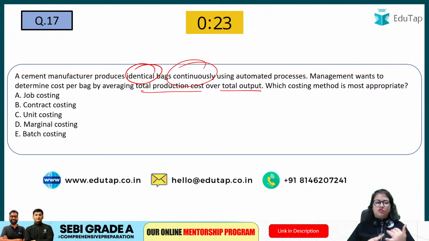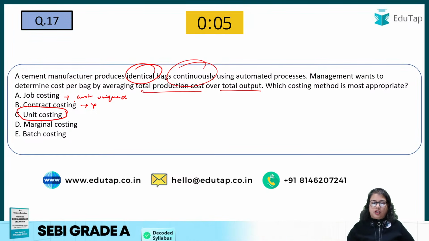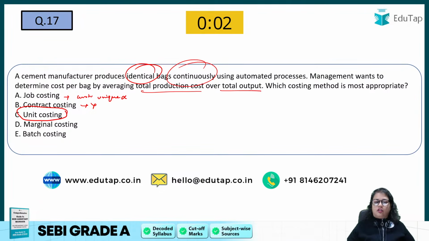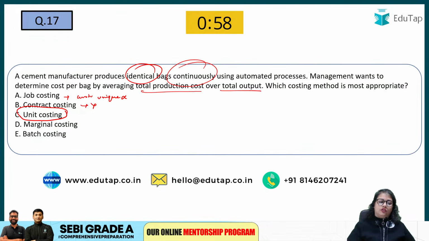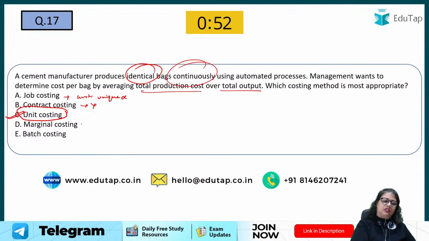So in which method? Job costing. In job costing we use customized, unique products, not identical products, so this is wrong. Contract costing is also for unique products and for the long term, not continuous, so this is also incorrect. Unit costing, yes: in unit costing we do identical production continuously and calculate the cost per bag by dividing the total production cost by the total output. So the answer is option C. Then marginal costing is a technique, not a costing method, so this is highly illogical. Batch costing again involves customized and unique production, so this is also wrong. So the answer is C, unit costing.